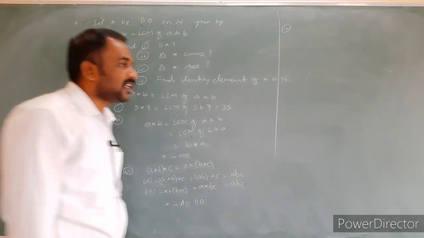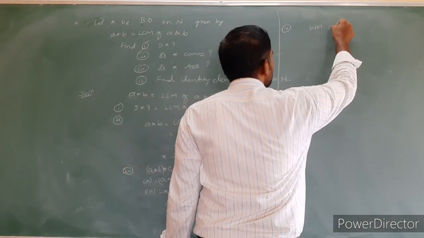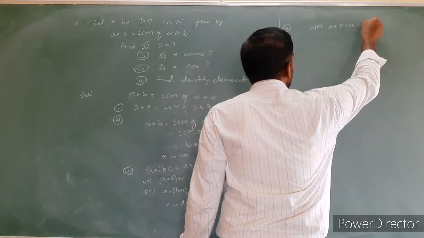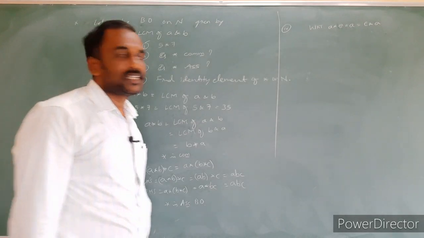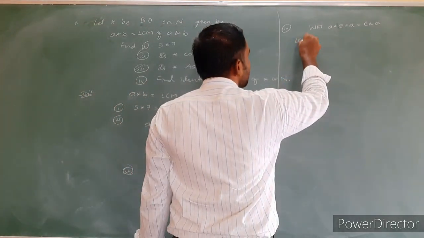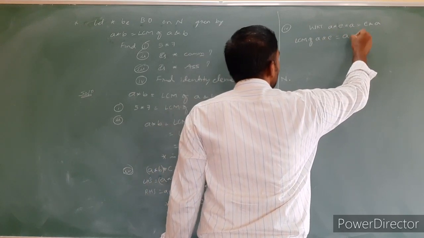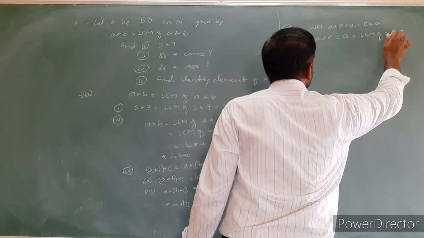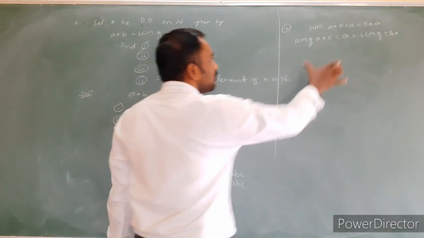Okay, find the identity element. Already you know the identity element definition. What is the identity element definition? A star E is equal to A as well as E star A is equal to A. First of all, write the definition. So A star E, what is that? LCM of A and E is equal to A as well as LCM of E and A. Commutativity is satisfied.